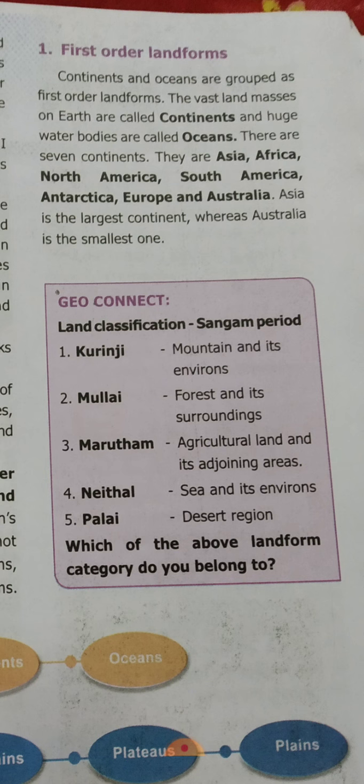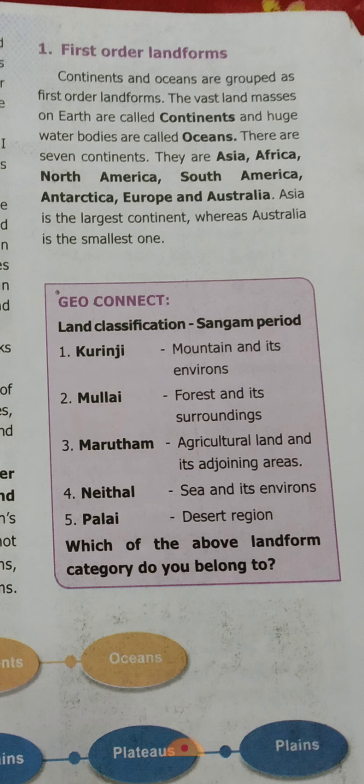So how was land classified in the Sangam period? Kurinji, Mullai, Marudam, Neidal, Palai. This is the classification of land in the Sangam period. What is the explanation of Kurinji? Kurinji is the mountain and its environs. Mullai, forest and its surroundings. Marudam, agricultural land and the adjoining areas. Neidal, sea and its environs. Palai is a desert region. So this is the classification category.